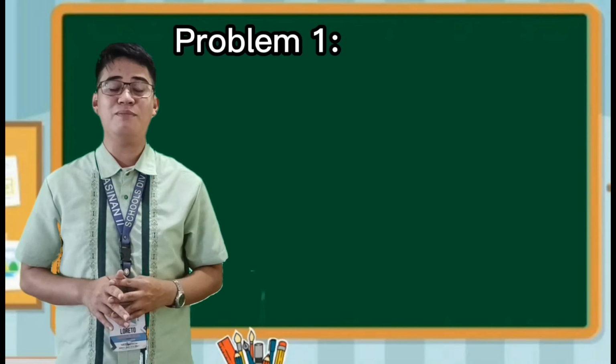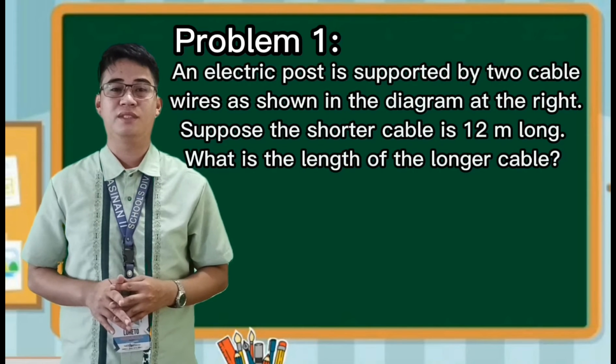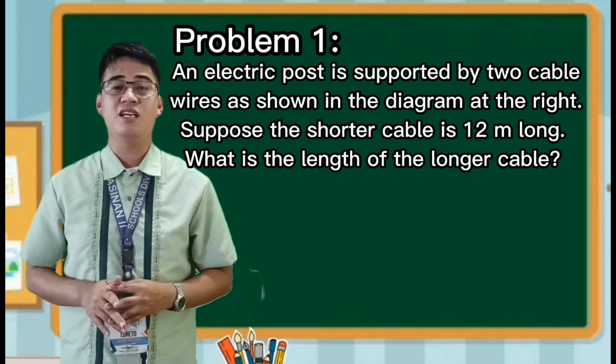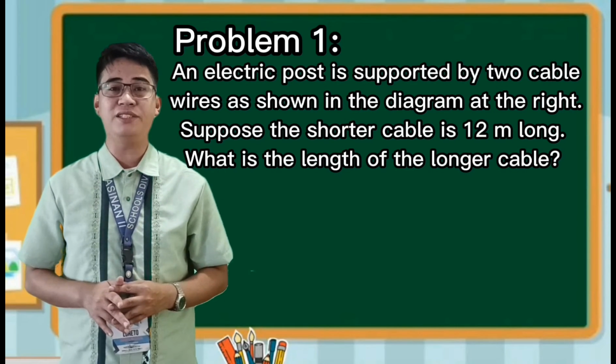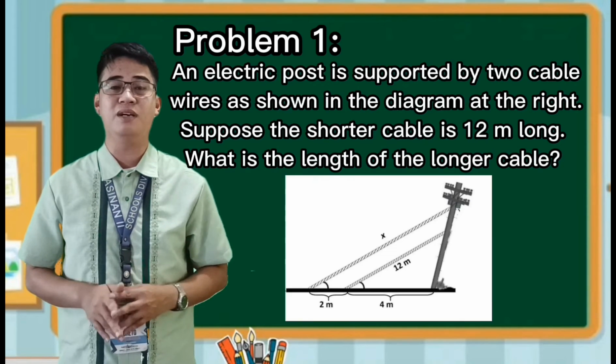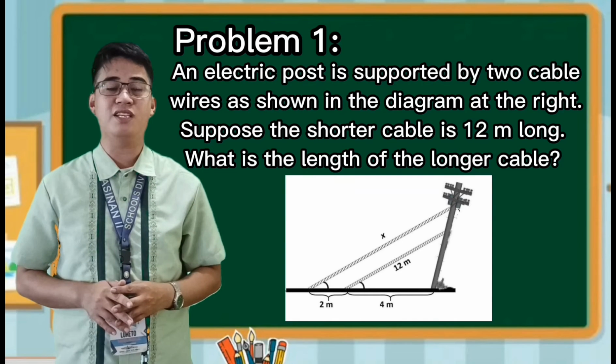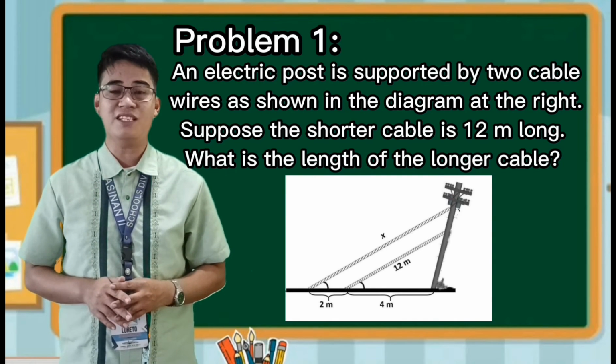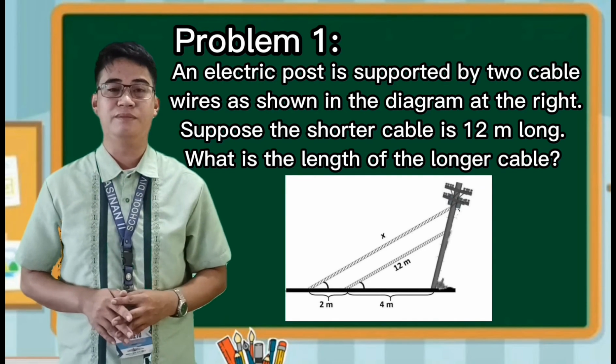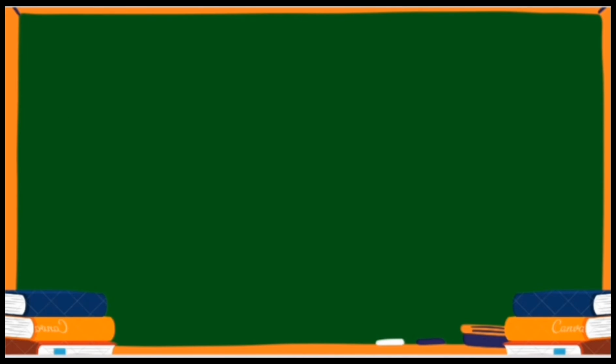Let's have the problem number 1. An electric post is supported by 2 cable wires as shown in the diagram at the right. Suppose the shorter cable is 12 meters long. What is the length of the longer cable?